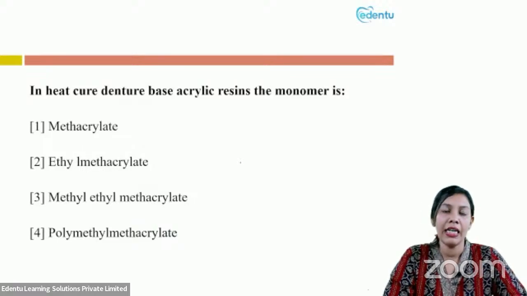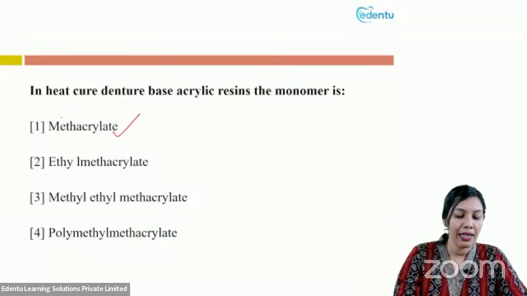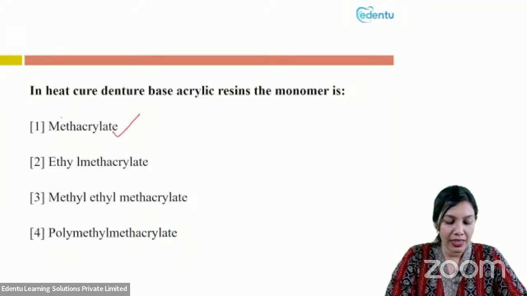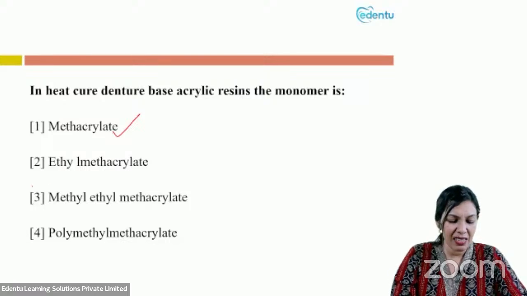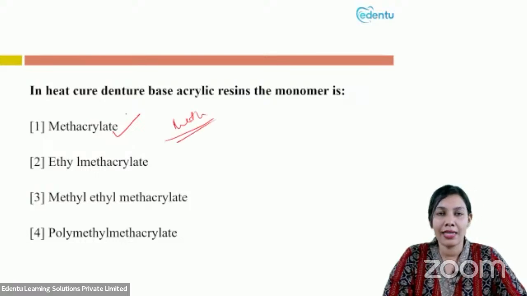First question: in heat cured denture base acrylic resin, the monomer is. So we know that the main monomer is actually what? Methyl methacrylate. Of course, it is methyl methacrylate. If the option is methyl ethyl methacrylate, it is not the answer. If there was methyl methacrylate, of course, that is the answer. Others were ethyl methacrylate or methyl acrylate.